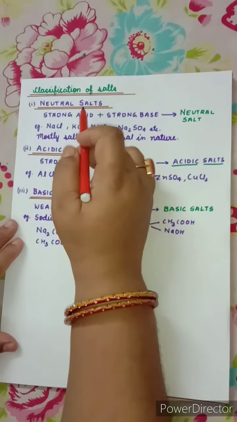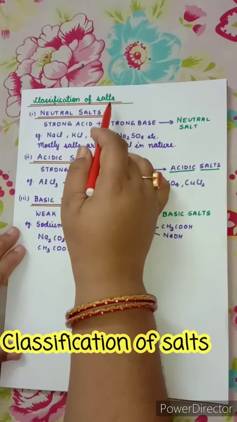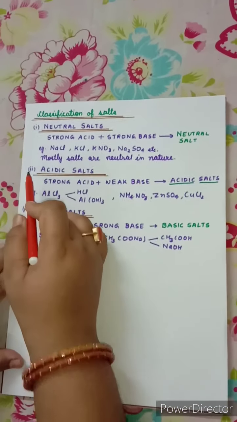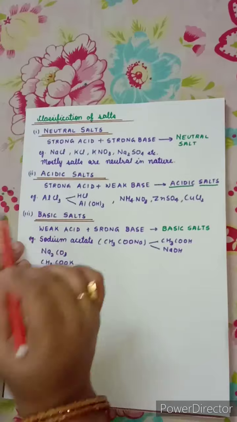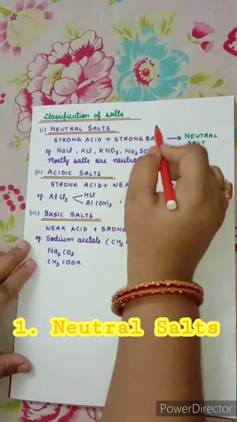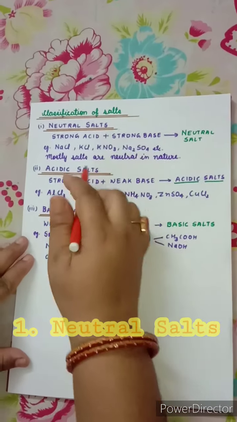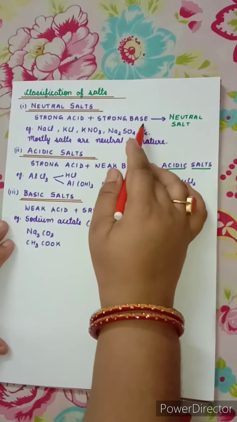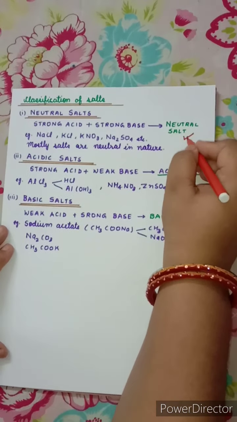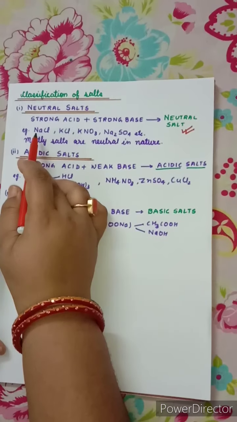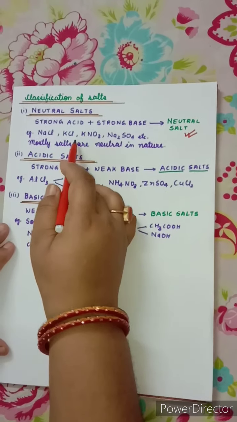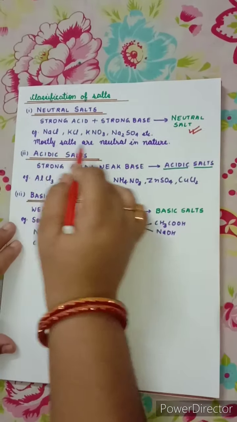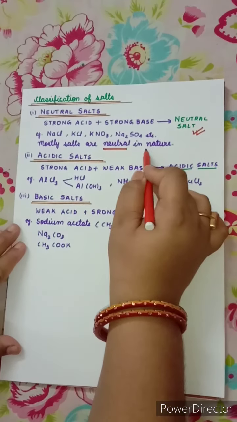Students, now let us discuss the classification of salts. Salts are of three types: neutral salts, acidic salts and basic salts. Neutral salts are the maximum in number. When a strong acid reacts with a strong base, then a neutral salt is formed. For example, NaCl, KCl, KNO3, Na2SO4, etc. Mostly salts are neutral in nature.